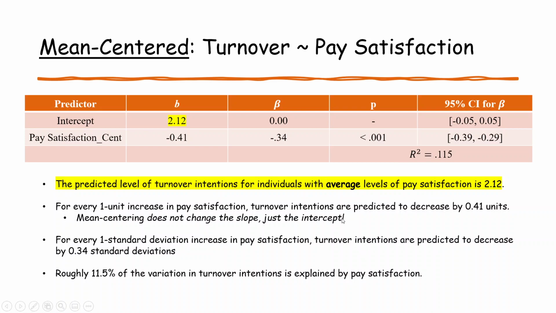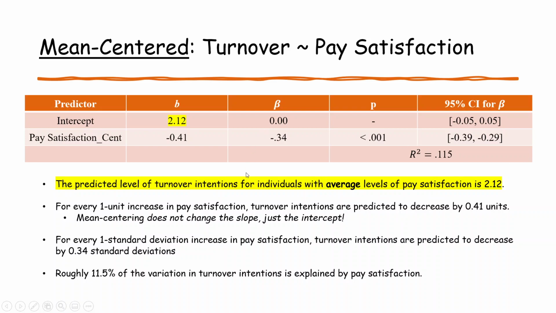This also holds when we have multiple predictors. Again, the only thing that changes is the intercept. So if you have more than one predictor, then your intercept, if you have mean centered both of those predictors, would just tell you your predicted outcome measure for average levels of both of your predictors.